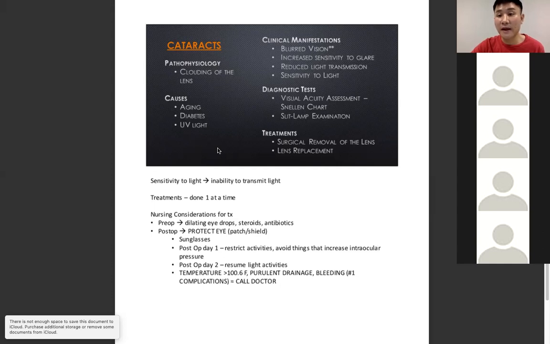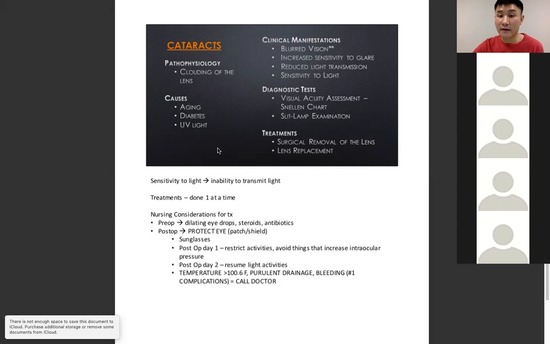So someone who may have cataract will have these clinical manifestations: blurred vision, increased sensitivity to glare, reduced light transmission, and sensitivity to light. So I will take away blurred vision and sensitivity to light. These are the really key manifestations of cataract, so you should know them.